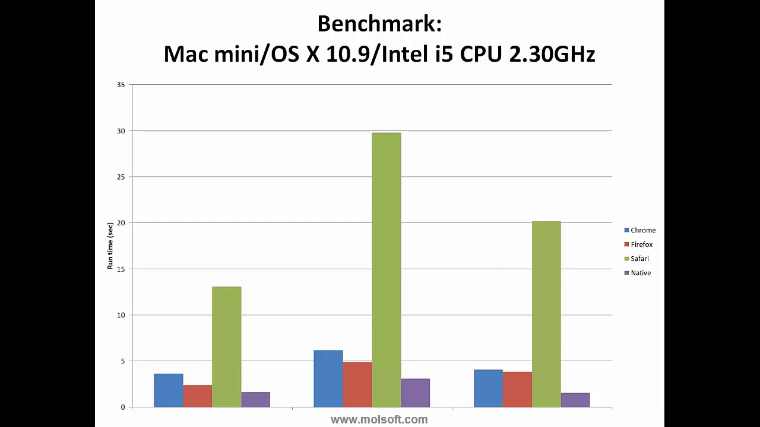I should say that it wasn't really the last version of Mac OS, so maybe they did something to catch up with the other browsers, because it's slower than Chrome and Firefox. But Chrome and Firefox, as you can see, the speed is also near native.